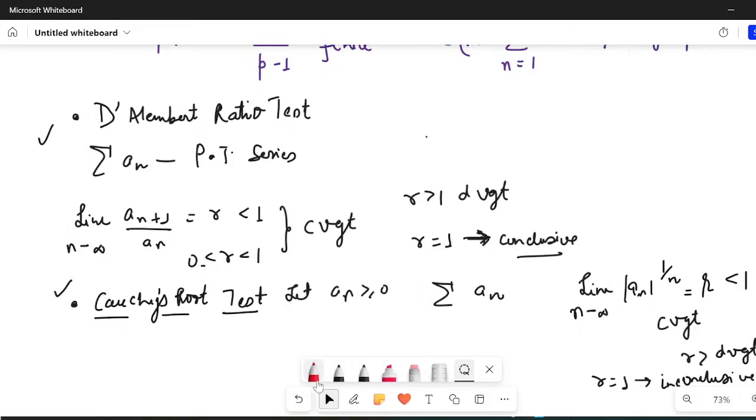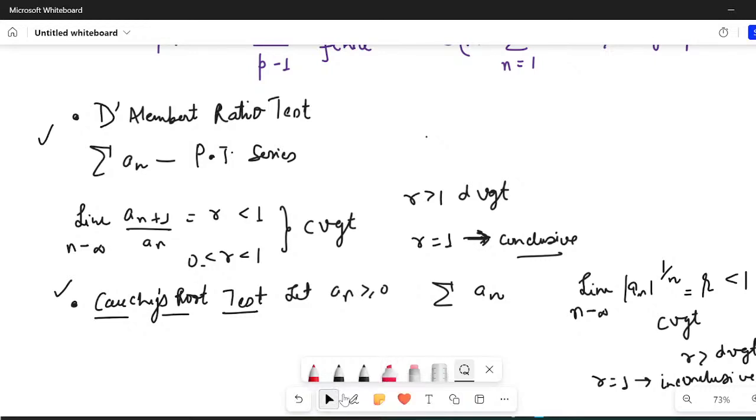One more test also you should remember. I'll give you that particular test also. That is called the Leibniz test, and that is very specifically used for alternating series. By alternating I mean one positive, another negative, one positive, another negative. So if you get a series in which one term is positive and the next term is negative alternatively, then this particular series is called an alternating series.